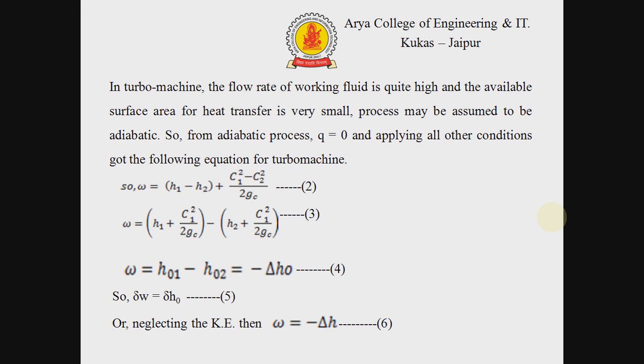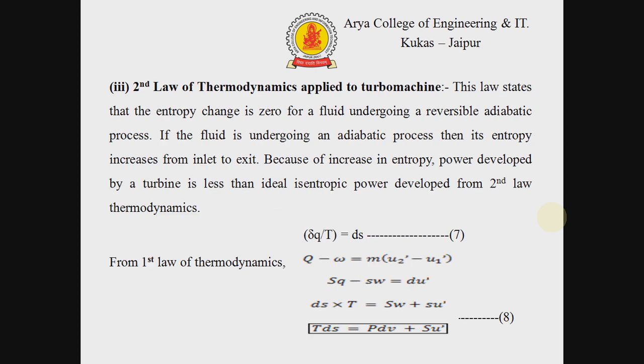In a turbo machine, the flow rate of the working fluid is quite high and the available surface area for heat transfer is very small. So the process may be considered adiabatic. So from the adiabatic process, the net heat transfer Q is equal to 0. And also applying all other conditions, we get the following equations for a turbo machine, which are shown by equation number 2, equation number 3, equation number 4, 5, and lastly, when neglecting the kinetic energy, we get the final equation, that is equation number 6.